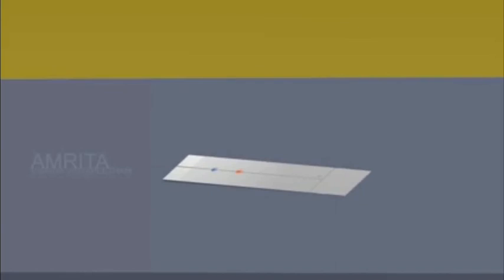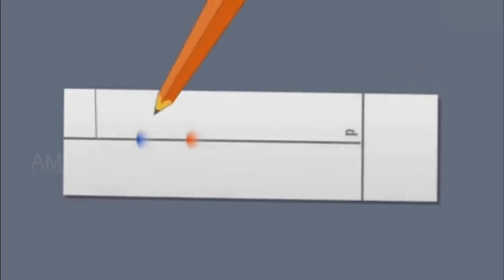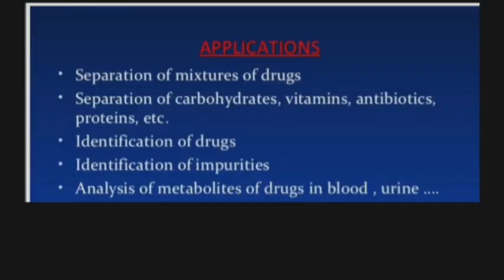Remove that filter paper and allow it to dry. Then you mark till where the water has risen. Allow it to dry. Once it becomes dry, you can observe the different colors which you can mark on the paper.